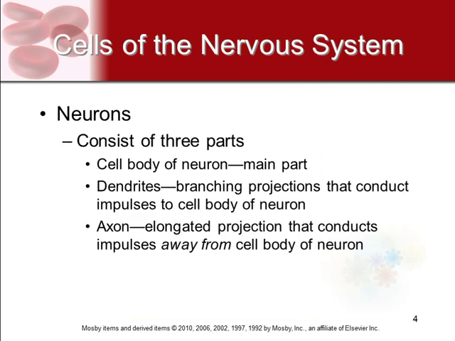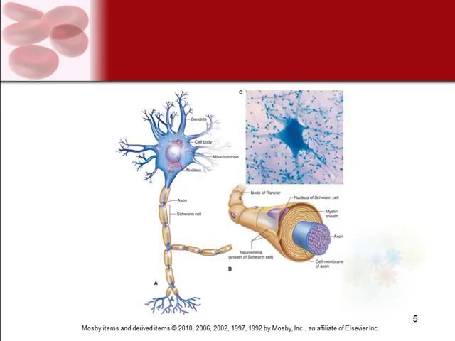So your neurons themselves consist of three different parts. There's the cell body of the neuron, which is the main part, the dendrites, which are these little branching projections that conduct the impulses to the cell body of the neuron, and then the axon, which is one single elongated projection, which is used to carry messages away from the body of the neuron.